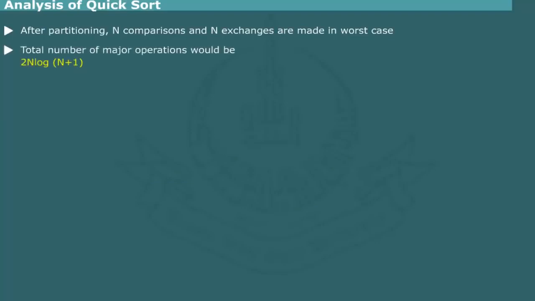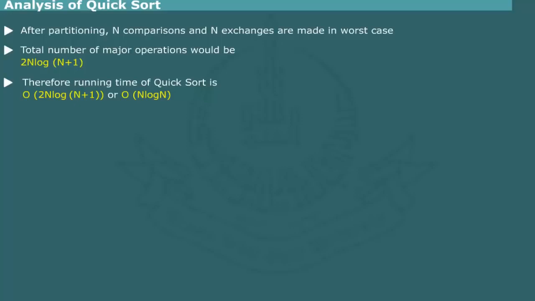Thus, the total number of major operations involved in quicksort are 2n(log n plus 1). We therefore conclude that the running time of quicksort is O(2n(log n plus 1)), or ignoring constants, O(n log n).